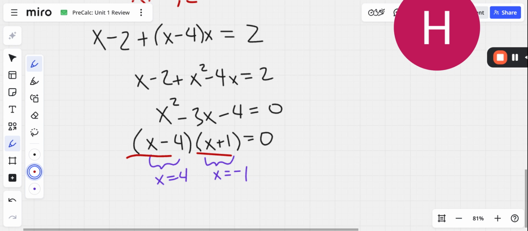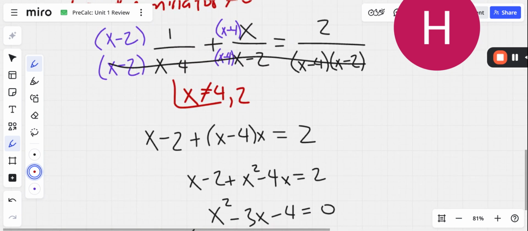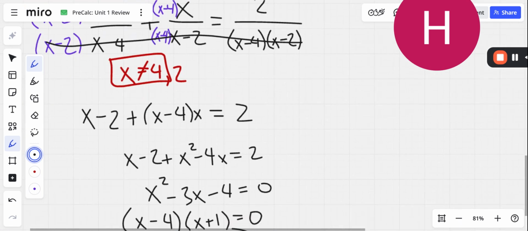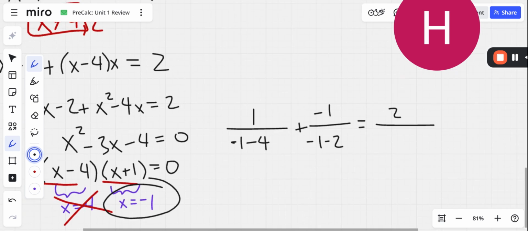However, we have to reject the answer x equals 4, because if you go back to our restricted values, our excluded values have 4 on the list. So the only solution here is negative 1. And you can totally check if you really wanted to. 1 over negative 1 minus 4 plus x, which is negative 1 over x minus 2, should be equal to 2 over negative 1 squared minus 6 times negative 1 plus 8.